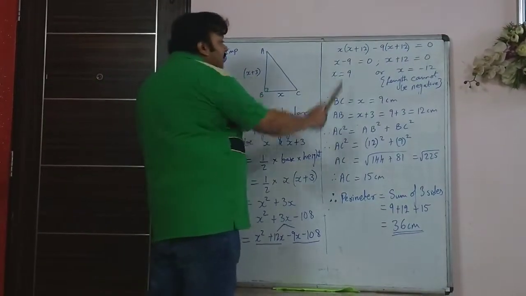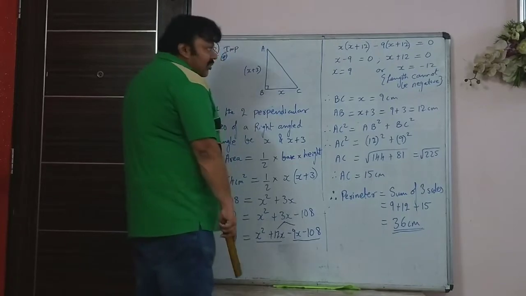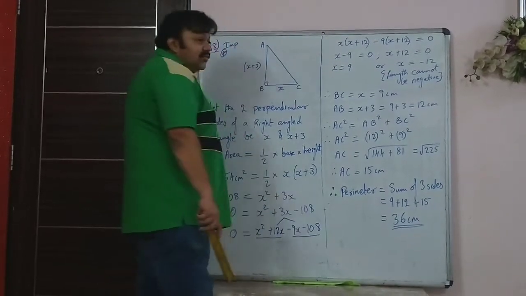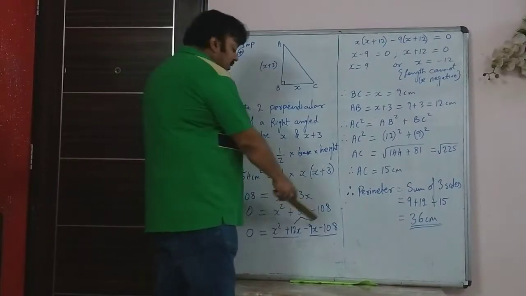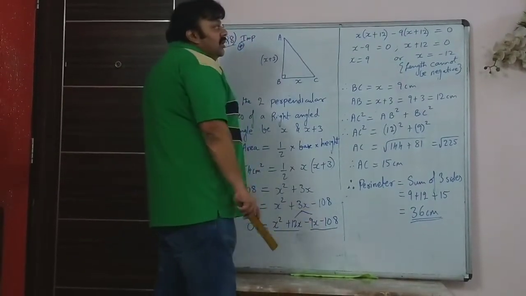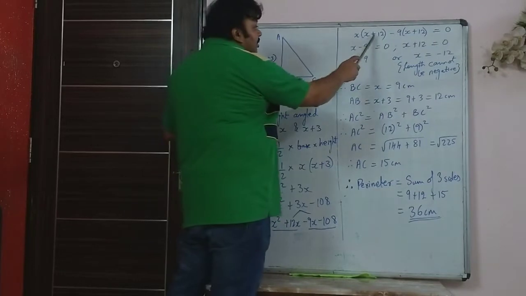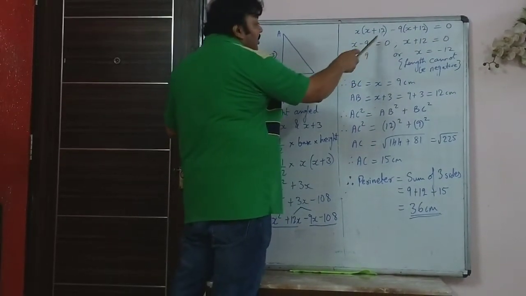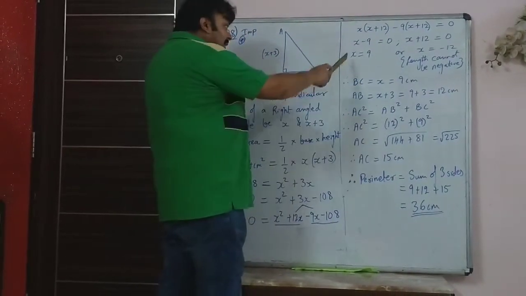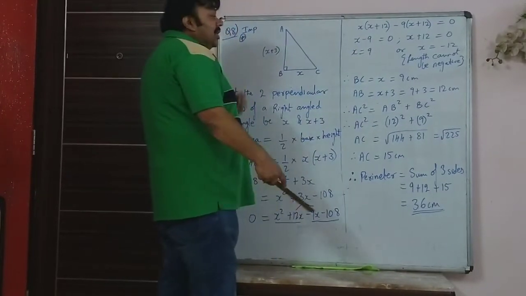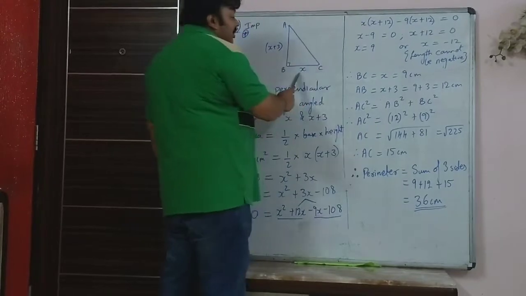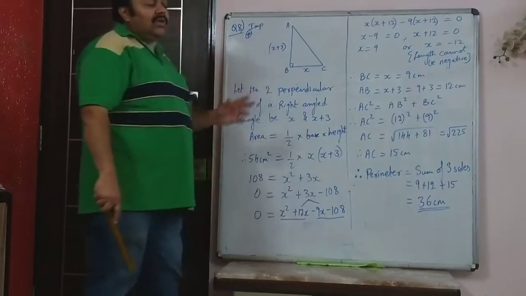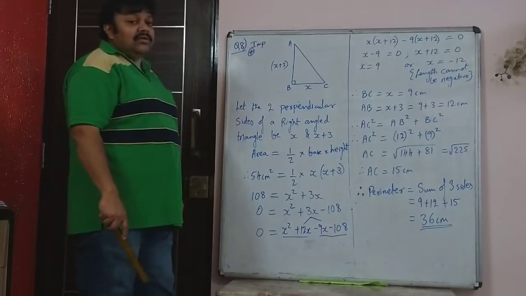So x into x plus 12, first two terms you have paired, and the third and the fourth term you have paired. So x plus 12 into x minus 9 is 0. So that means x plus 12 is 0 or x minus 9 is 0. So x is equal to 9 or x is equal to minus 12. Now length, when you take a length, it cannot be negative, so we have to ignore the negative value.